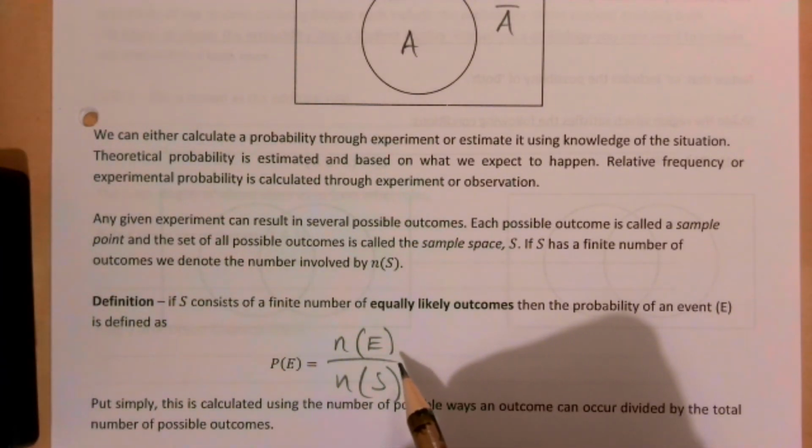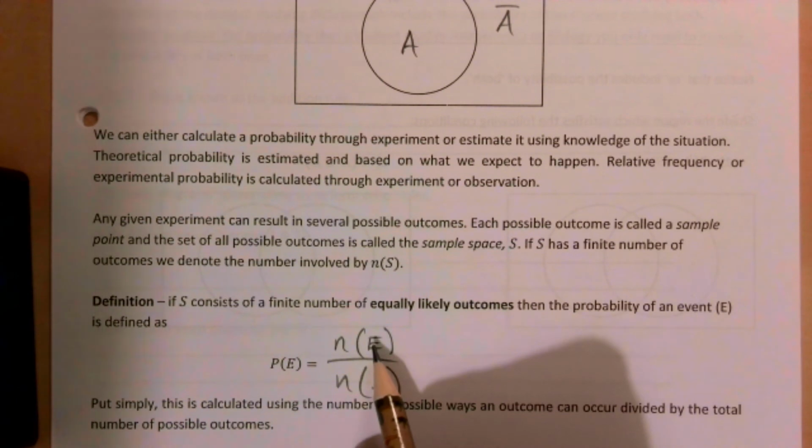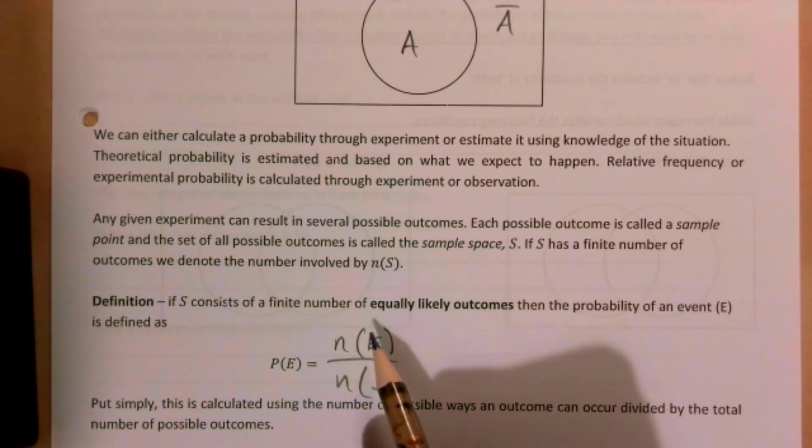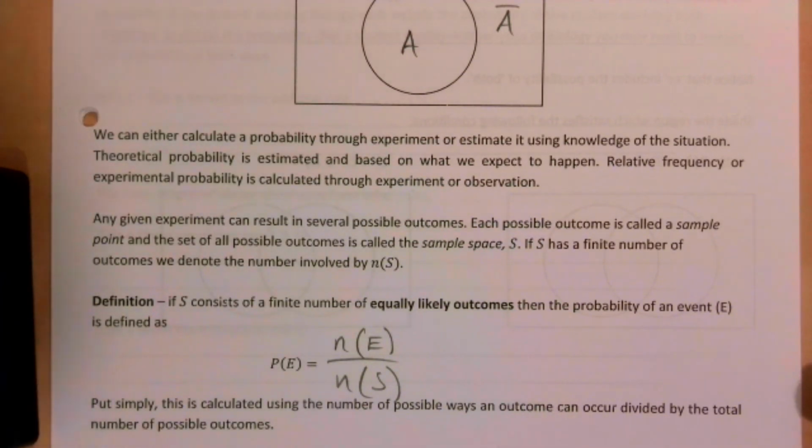The probability of rolling a 4 on a dice, how many 4s are there? There's going to be 1. How many possible outcomes are there? There's going to be 6. So that then would just be 1 over 6.